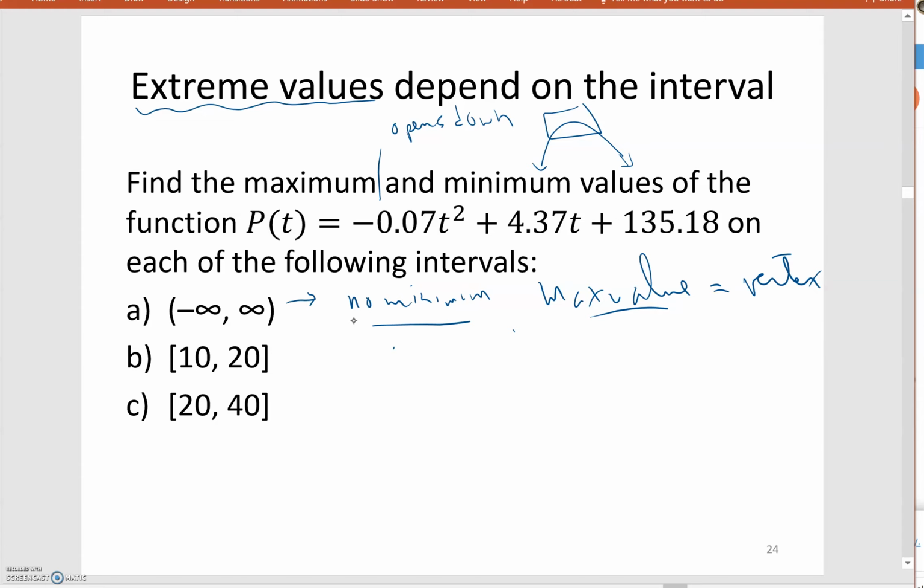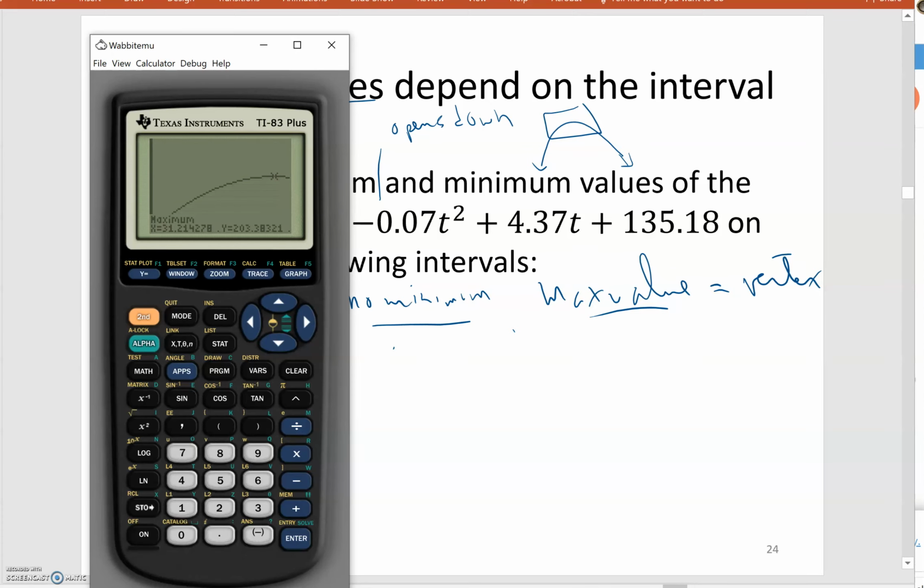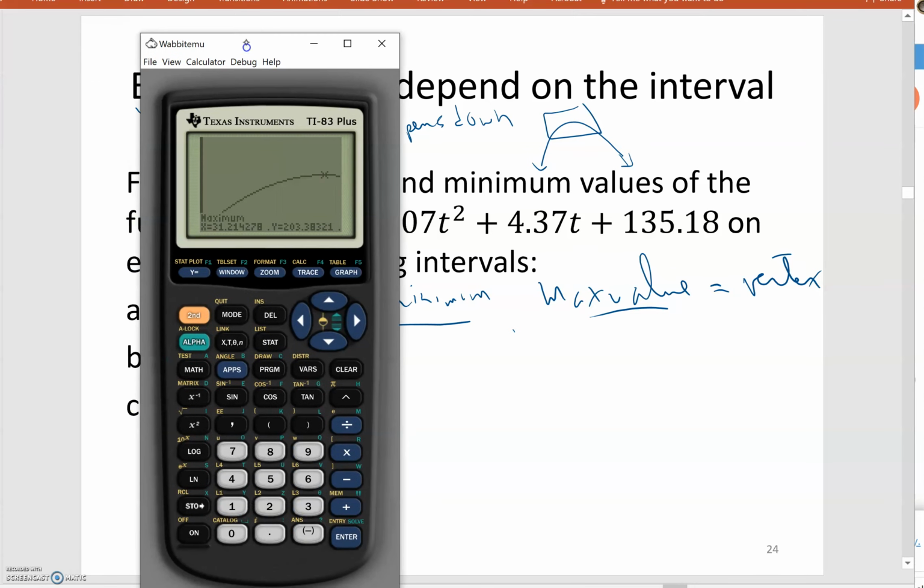Now what can happen though is that if we have a truncated domain, so if we just look at this interval 10 to 20, it might happen that the function does something like this, but we only look at, say, this portion right here. And so our maximum and minimum will just be taken from this area. So let's see if that's actually the case just by graphing it from 10 to 20. Do zoom fit.